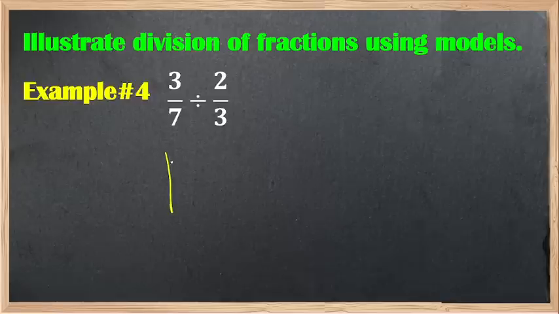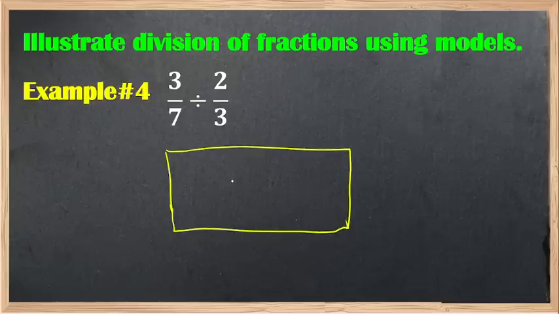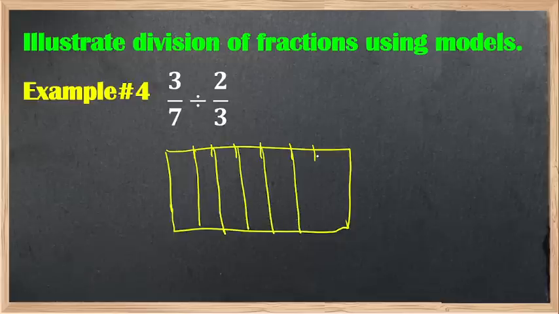Now, we have 7 equal parts. So let's illustrate. We have 1, 2, 3, 4, 5, 6 to make this one 7. 1, 2, 3, 4, 5, 6, 7. So the shaded part for 3/7 is 3. We have 1, 2, 3.